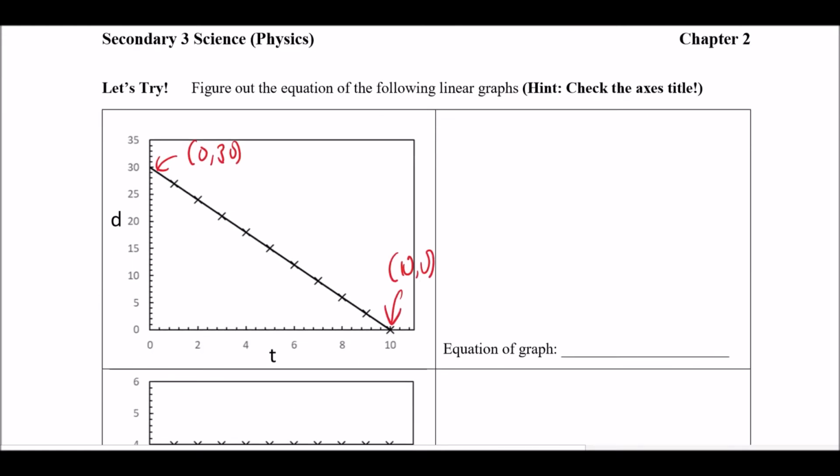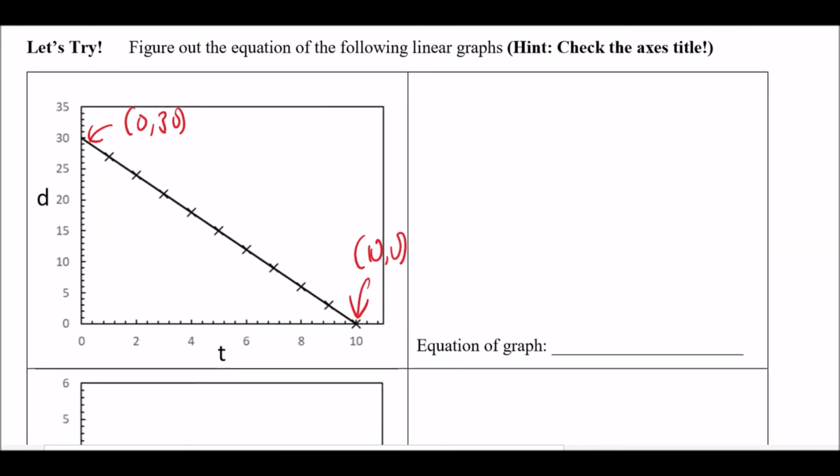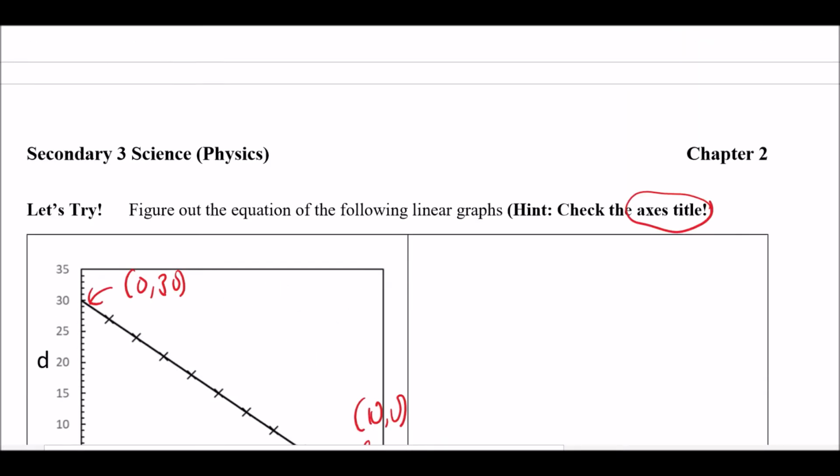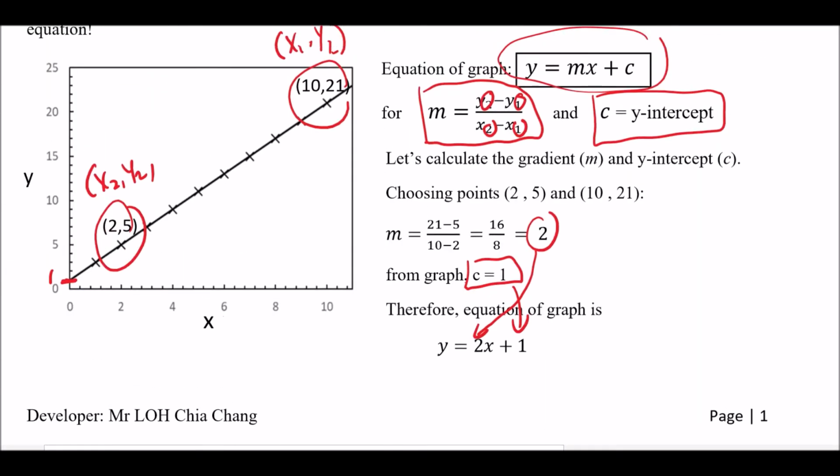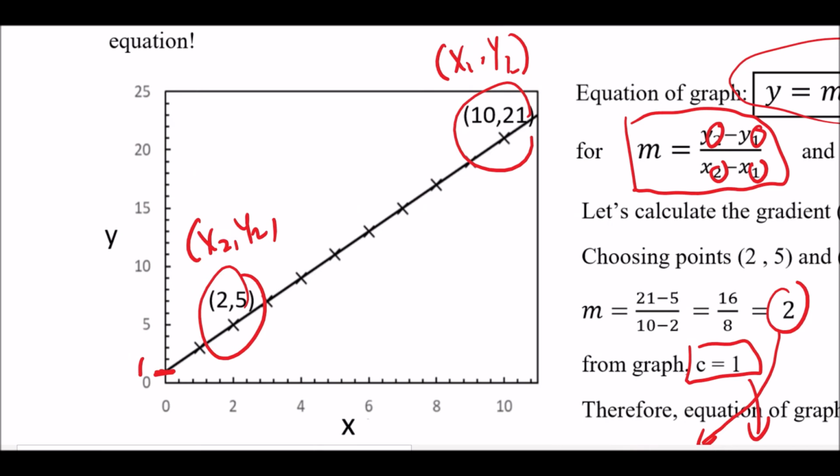Here I have 2 practices for you to try. Before we begin, I need to tell you the hint. The hint says check the axis title. When I look at any graph, like let's go back to this one, the first thing I read is the axis, because without the axis titles, this graph has absolutely no meaning.